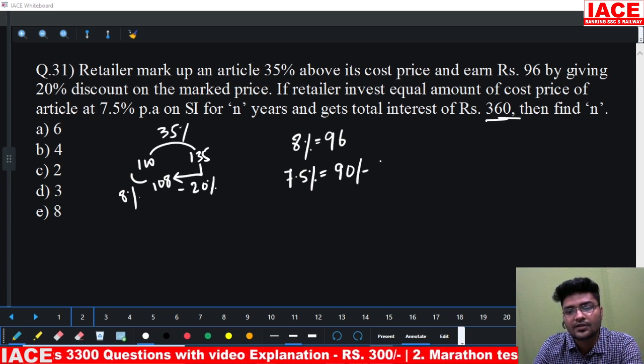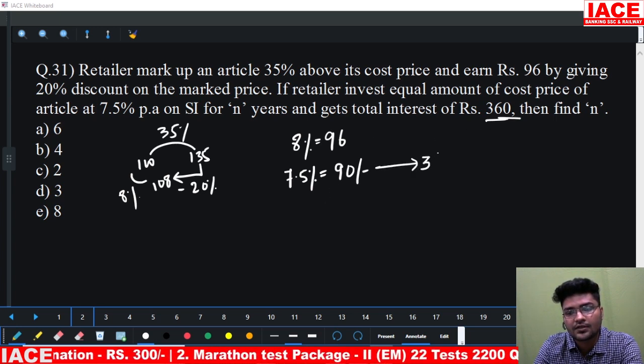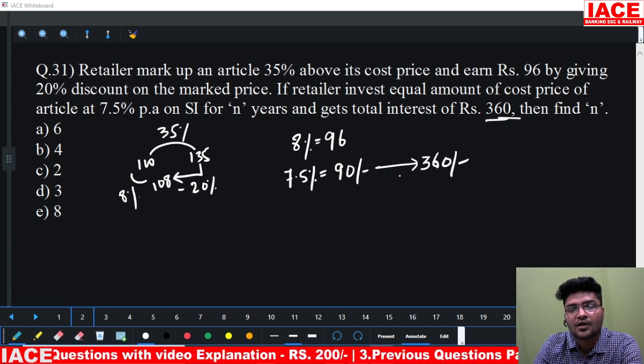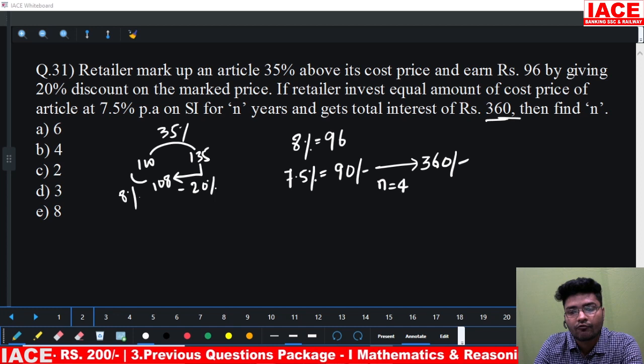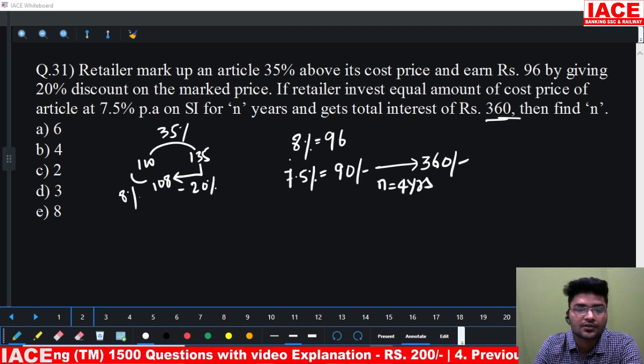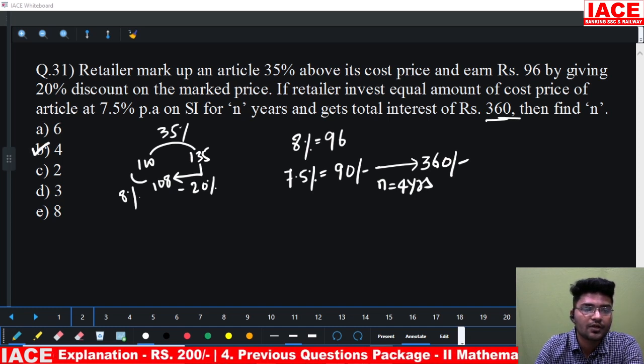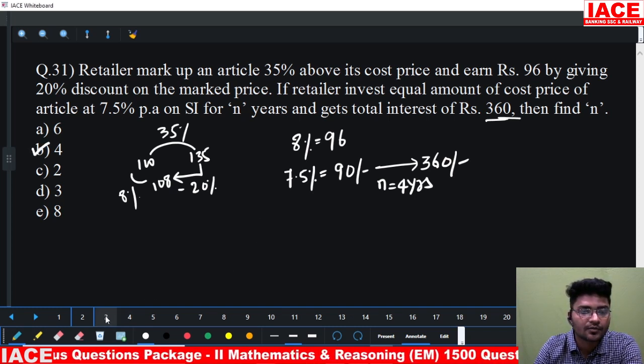For the interest to be 360 rupees, how much time? n will be 4 years. 90 becomes 360 in how many years? 4 years. So the correct answer will be option B. Option B is the right option.